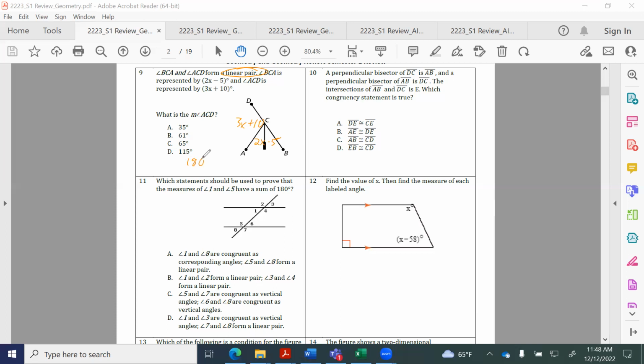So 180 is equal to, add these two together. 3x and 2x is 5x. 10 and negative 5 is positive 5. So we have an equation. Solve it. Subtract the 5 from both sides. 175 equals 5x. Divide by 5, and x is 35.